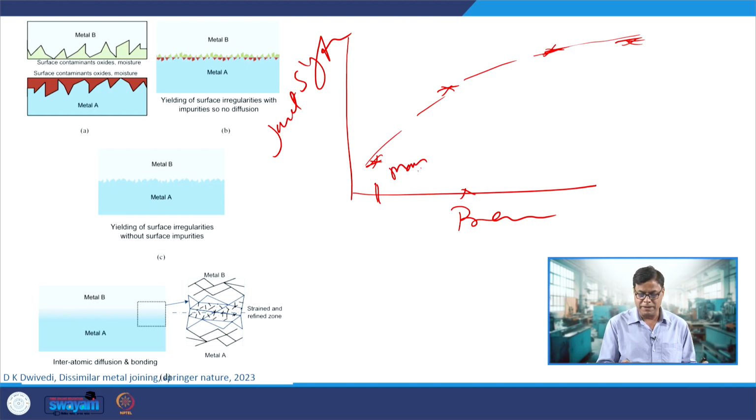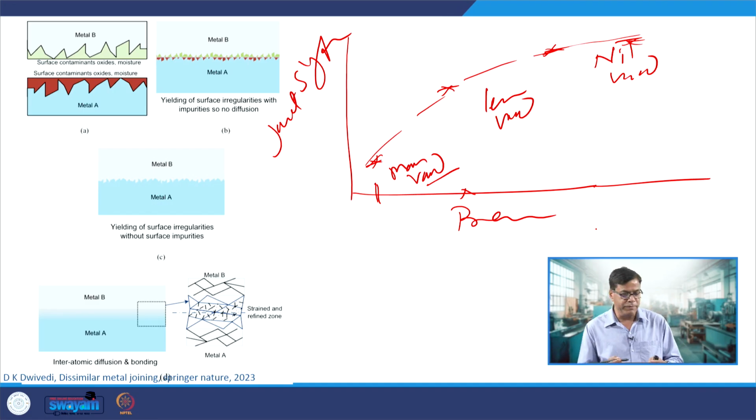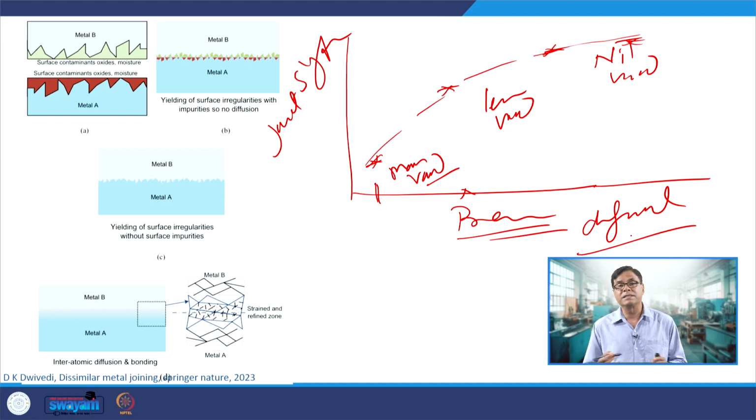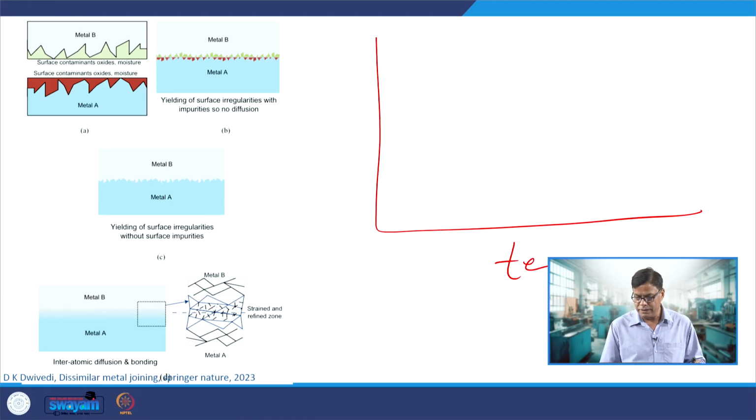So, here in the beginning there are more voids at the interface, somewhat fewer voids at the interface, and almost nil voids when the pressure is high. But this pressure can deform the bulk, the weak material also, in a dissimilar metal combination. So, we have to choose the pressure in such a way that there is no deformation or unnecessary permanent yielding of the components which are being joined by diffusion bonding. This is the effect of one parameter. Now, let us take the temperature.